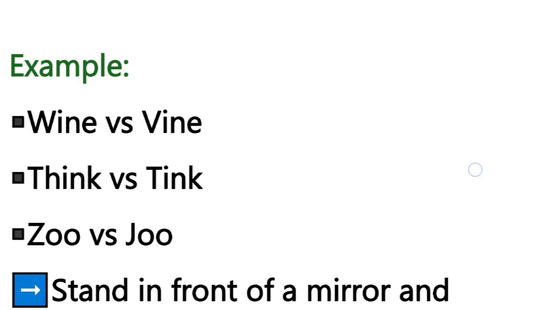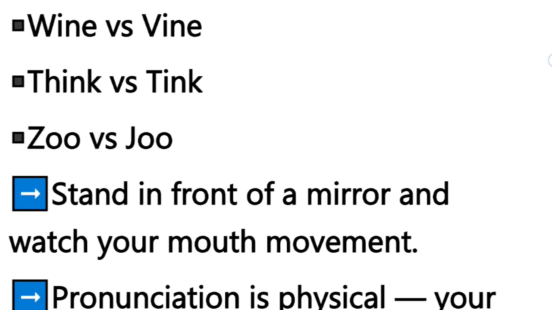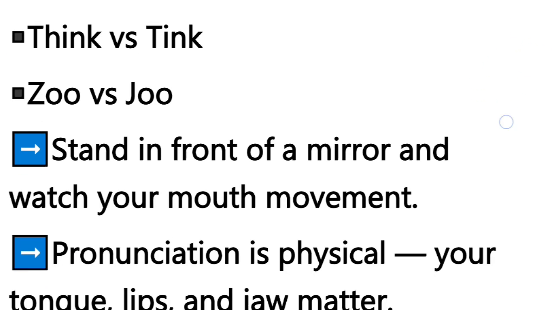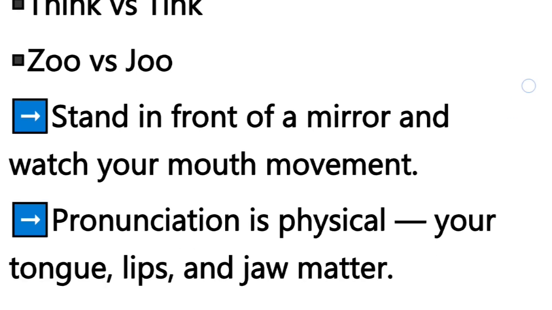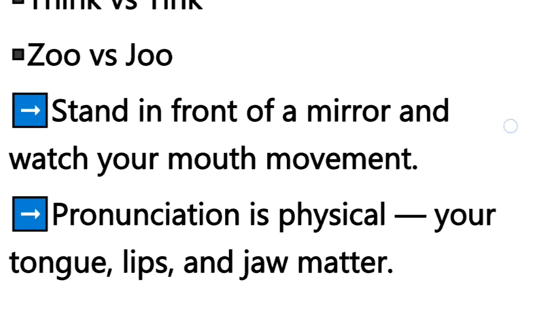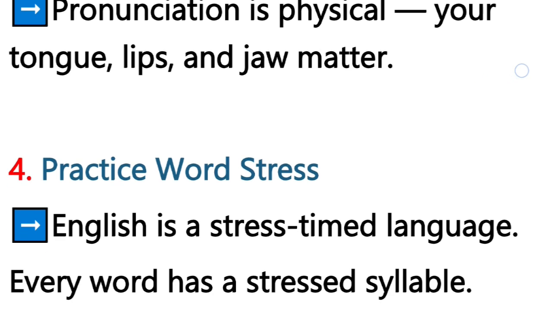So to understand them easily, all you need to do is stand in front of a mirror and watch your mouth movement, how your mouth is moving. You have to look at that. Because pronunciation is physical, you need to focus on your tongue, lips and jaw moving. That's all that matters. Focus on the movement of tongue, lips and jaws, and that you can do right standing in front of a mirror.